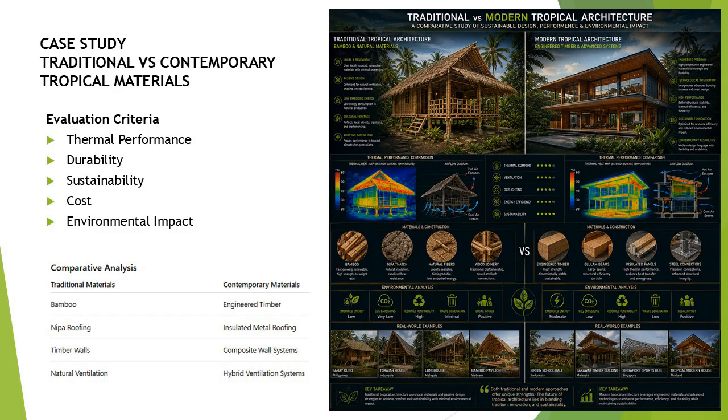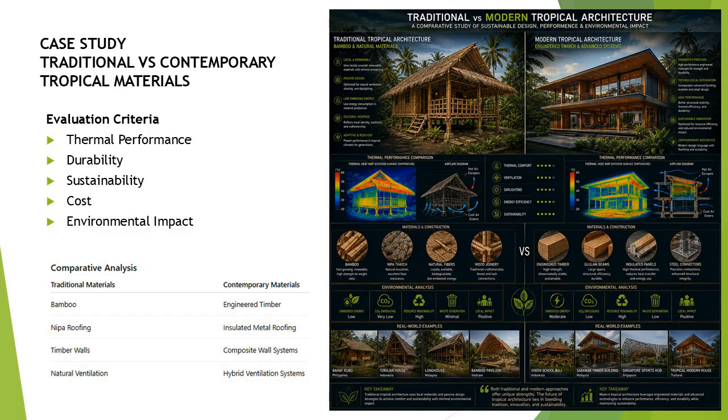Bamboo, for example, remains one of the most environmentally responsive materials available. Its lightweight nature reduces heat storage. Its renewability makes it environmentally sustainable. Its flexibility provides structural advantages.